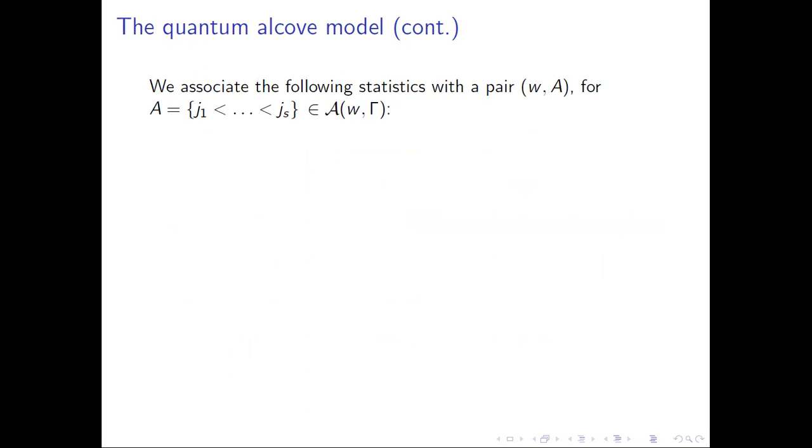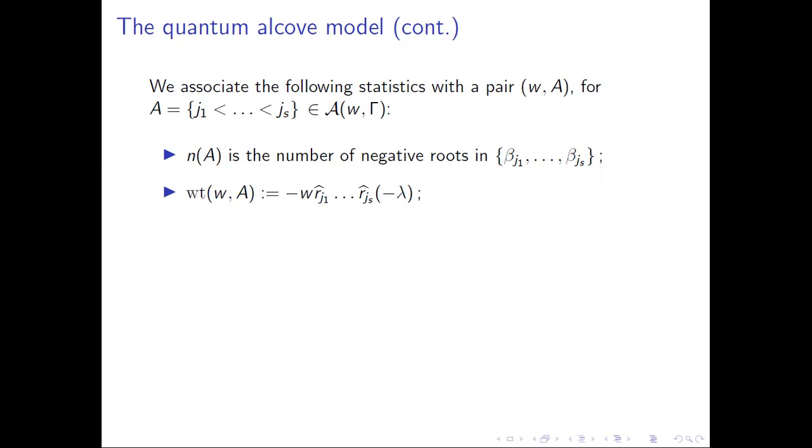And then we need to write formulas. We need to associate some statistics with a pair W, A, where A is such a W admissible subset. N of A is just the number of negative roots. If you just look at the roots in the lambda chain, only for the positions J1 through JS, and you count the negative roots there, that's N of A. Then there is a weight. You just consider the affine reflections for the positions J1 through JS, apply them to negative lambda, then apply W and change the sign at the end.